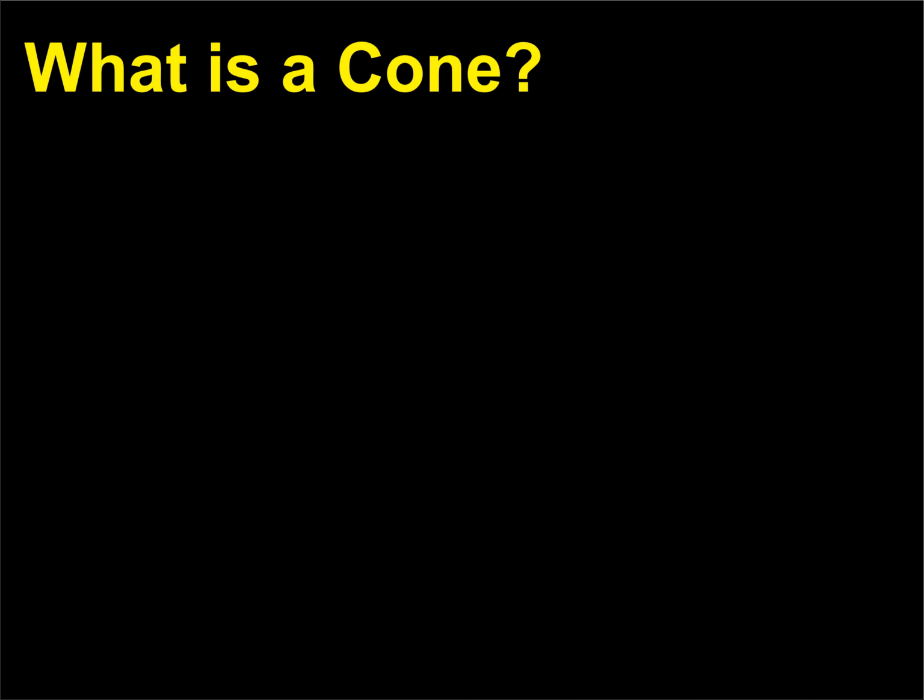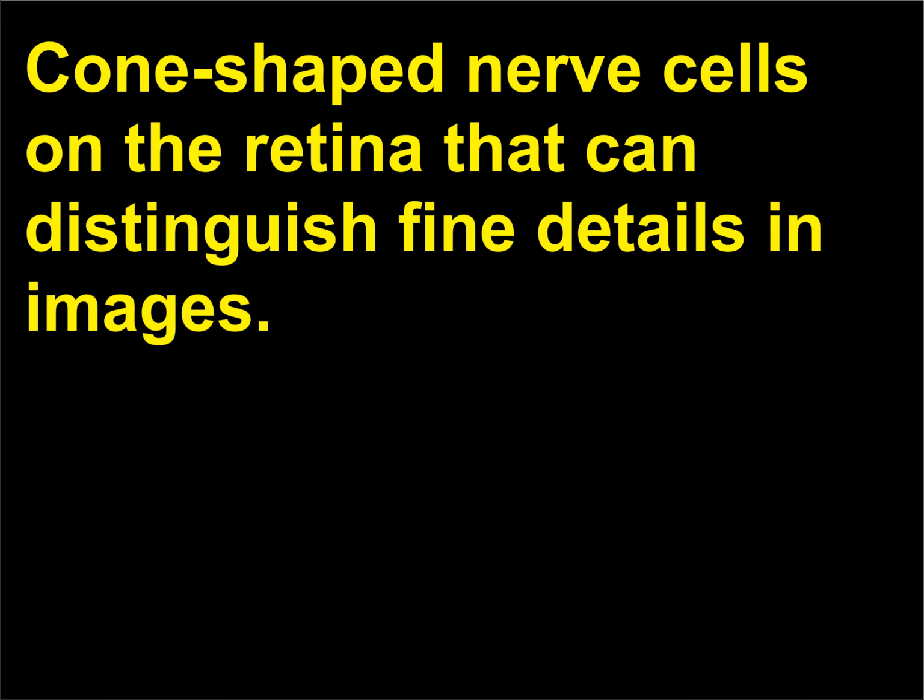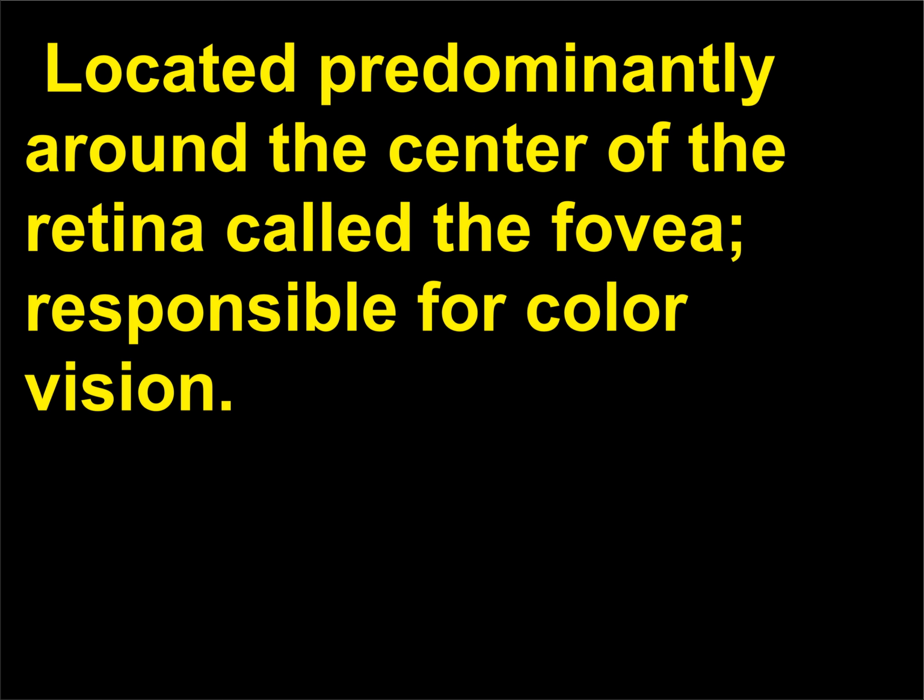What is a cone? Cone-shaped nerve cells on the retina that can distinguish fine details in images. Located predominantly around the center of the retina called the fovea, responsible for color vision.